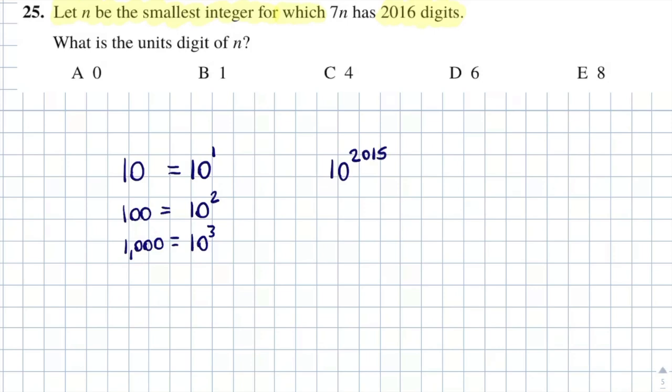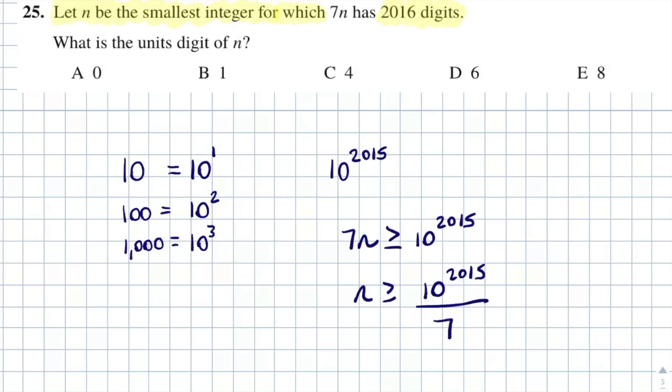2015. Okay, but we're told in the question that it's not n that has 2016 digits, it's 7n which has 2016 digits. So what we're basically saying is that 7n needs to be greater than or equal to 10 to the power of 2015. Okay, and we need to find the units digit of n. So we're going to need to work out a value for n. So if we divide both sides by 7, we're going to get n is greater than or equal to 10 to the power of 2015, all divided by 7.